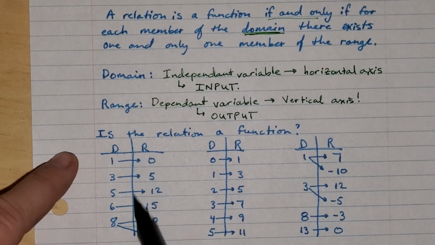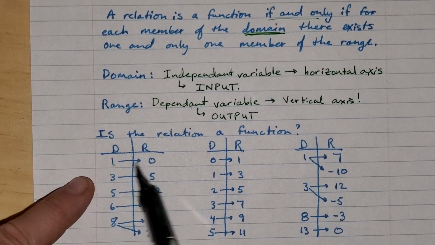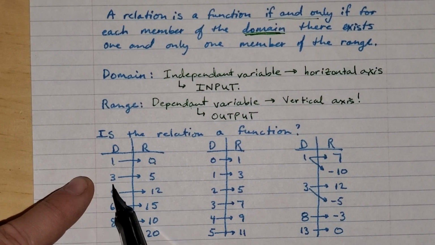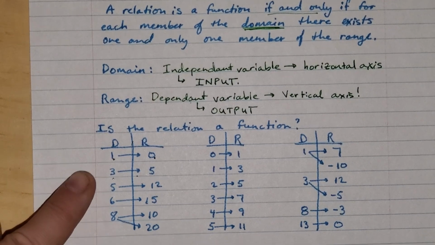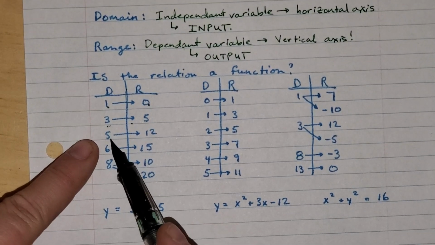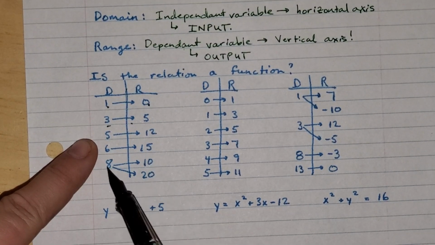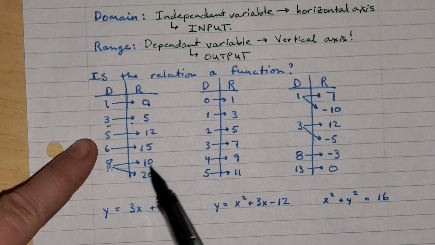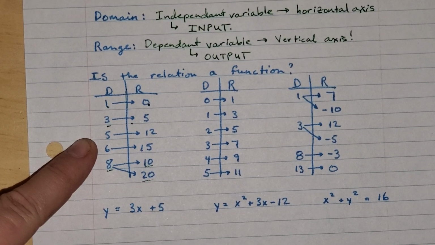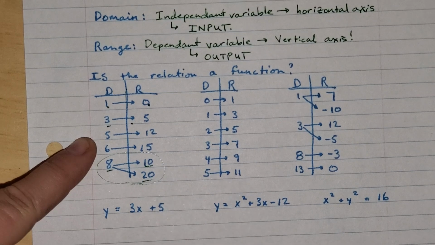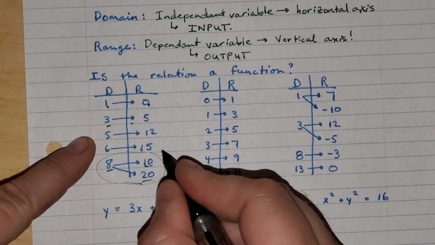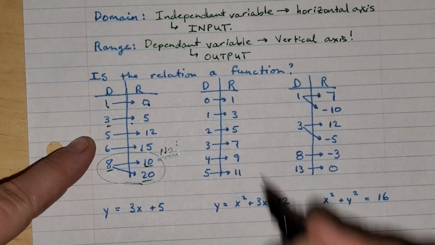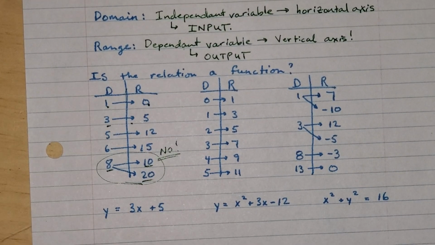So is this relation a function? Well, here's an input and we get one output. Here's an input and we get one output. One input, one output, one input, one output. But look here, one input, what do we get? Two outputs. So this violates the definition of a function, and so the answer is no. This relation is not a function.